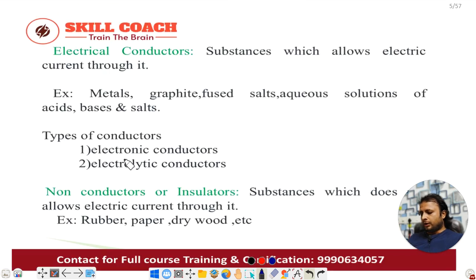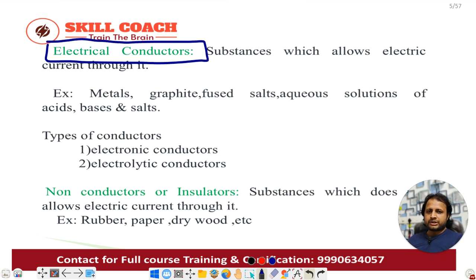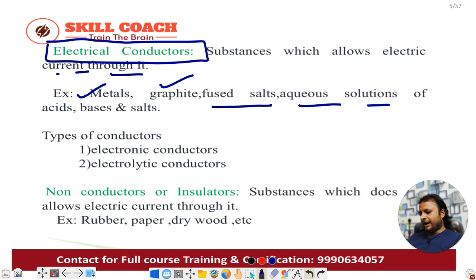So let us understand the substances which are responsible for the flow of electrons. In order to understand, let us go ahead with electrical conductors. Electrical conductors are substances which allow electric current through them. For example, you can consider metal, graphite, fused salt, and aqueous solutions of acids, bases, and salts. And we have two types of conductors. First is electronic conductors, and second is electrolytic conductors, which we are going to study.